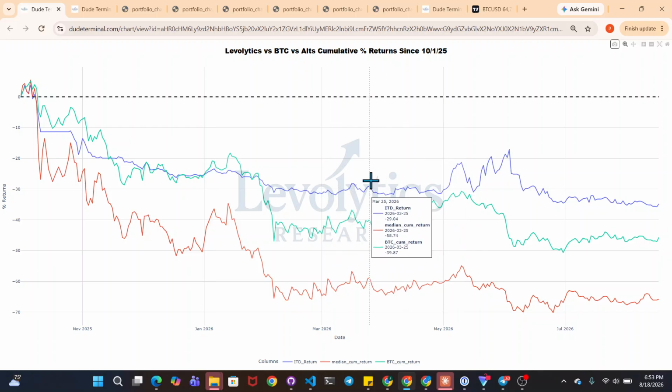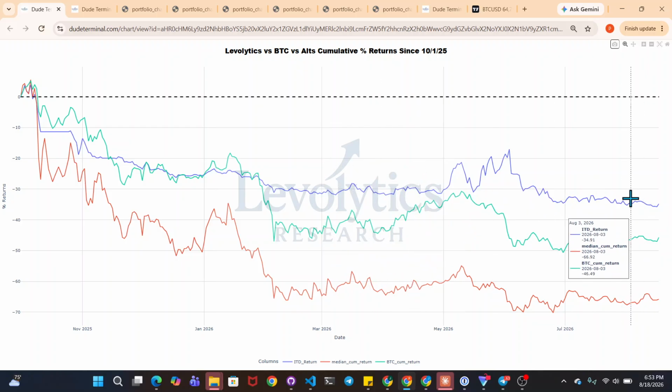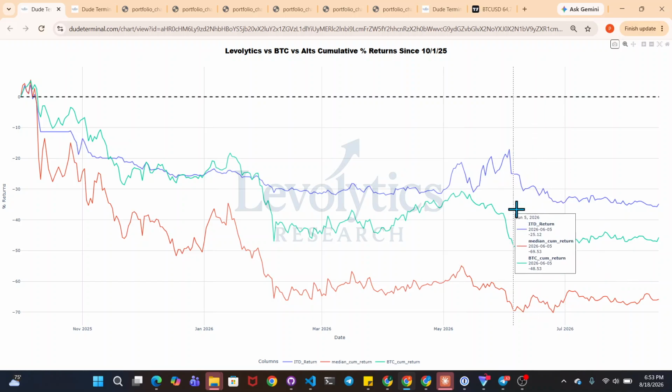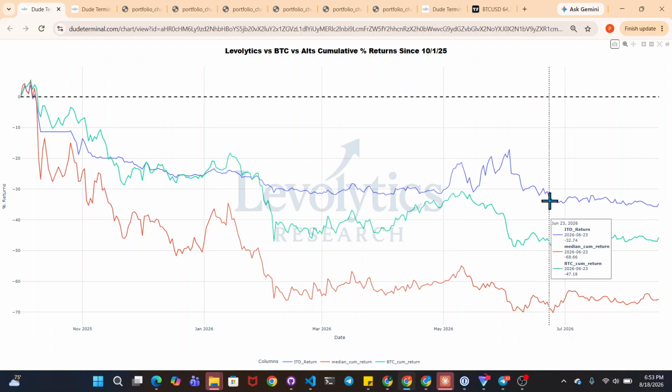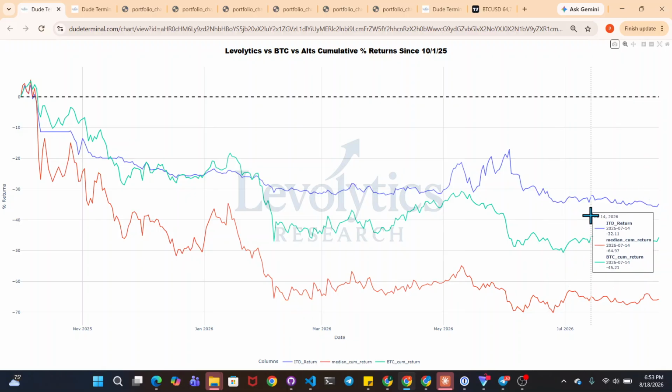So you've seen this chart before. This is the cumulative return of the Levelytics portfolio, which is the blue line at the top. The green line shows the BTC cumulative return since Levelytics launched on October 1st, 2025, and the red line shows the median altcoin return. And you can see that Levelytics has outperformed BTC and alts.